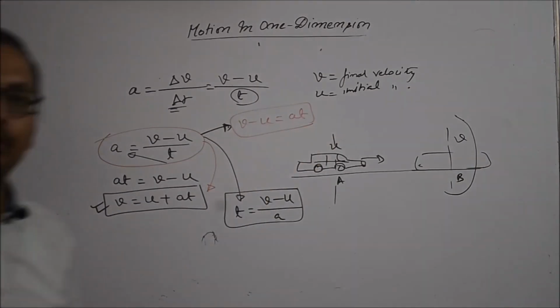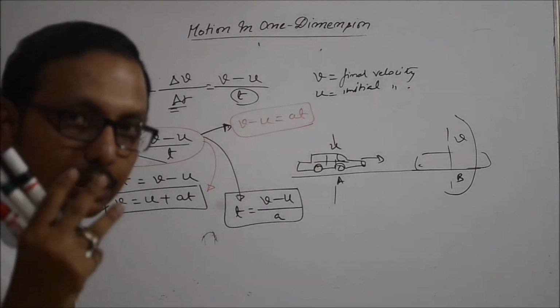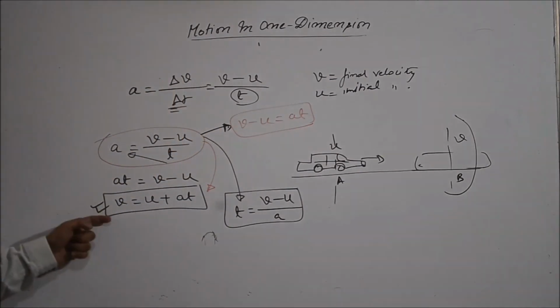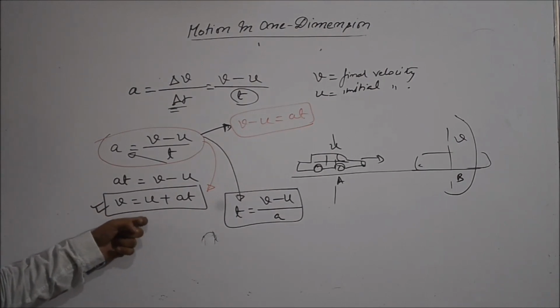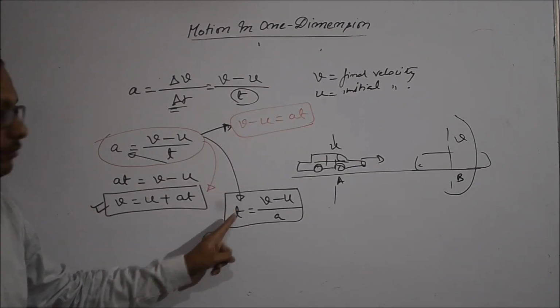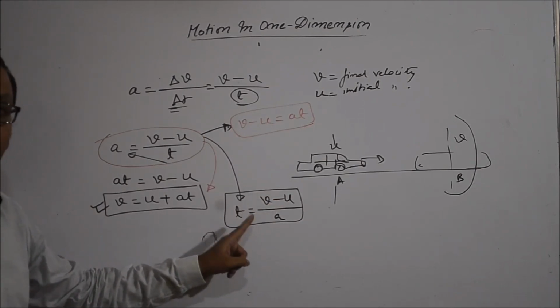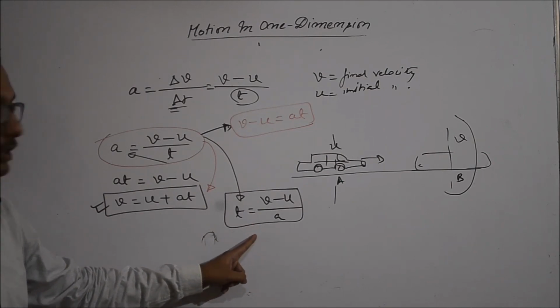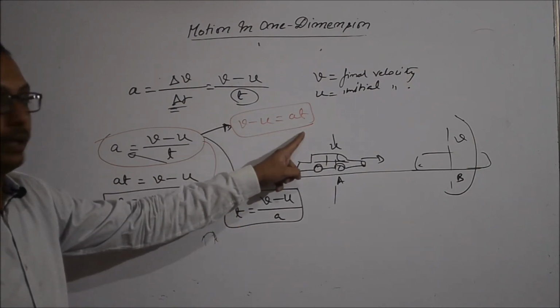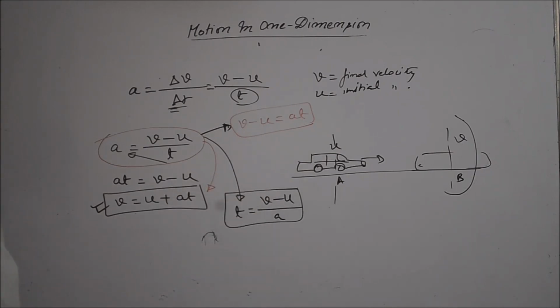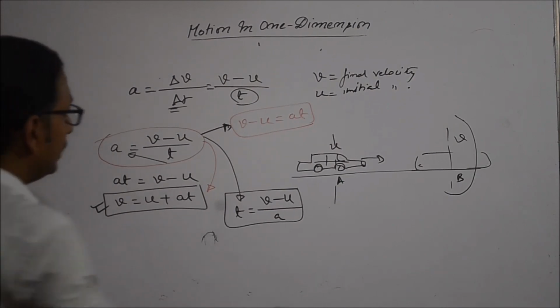So how many equations have we got over here? We have got three equations. What are those three equations? v equal to u plus at, that's the most important one. Second, for time t we have got v minus u by a. This one will be used to find out small numericals, also to derive other equations. And this is v minus u equal to at. This will also be required to derive other equations or to do some simple numericals. So let me go for the next level.